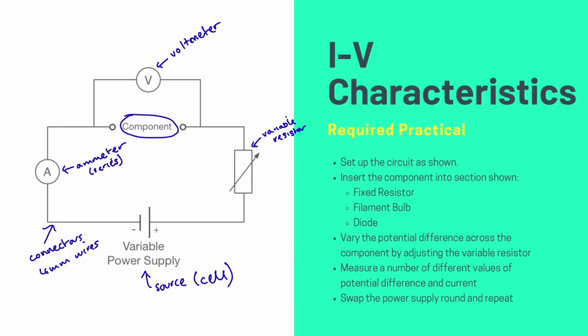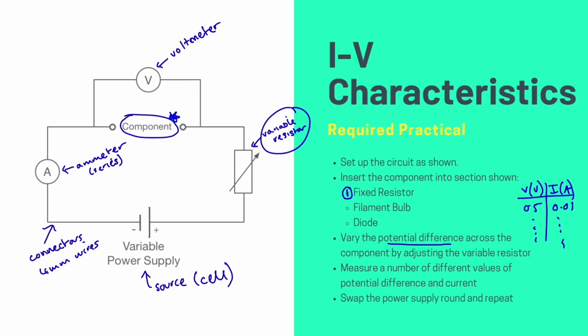And what we do is we set this circuit up and we insert the component we're going to investigate. So for example, we'll start with fixed resistor number 1. So where it says component, we'll pop in our fixed resistor. Then we'll vary the potential difference across the component by adjusting the variable resistor. And we'll set up a table. And our table will look like this. And we'll have voltage on this side, or potential difference on this side, and current on that side. And we'll write down what the voltage is and what the associated current is. And we'll have at least 6 different values for our table.